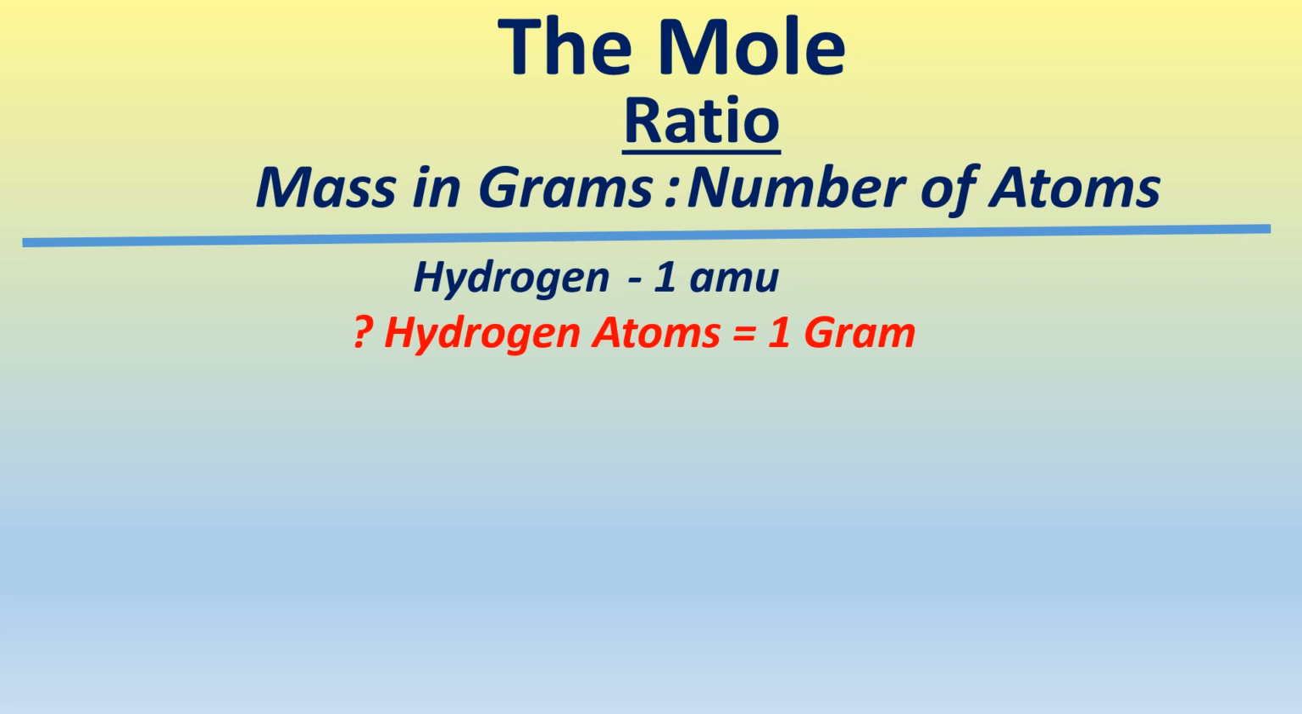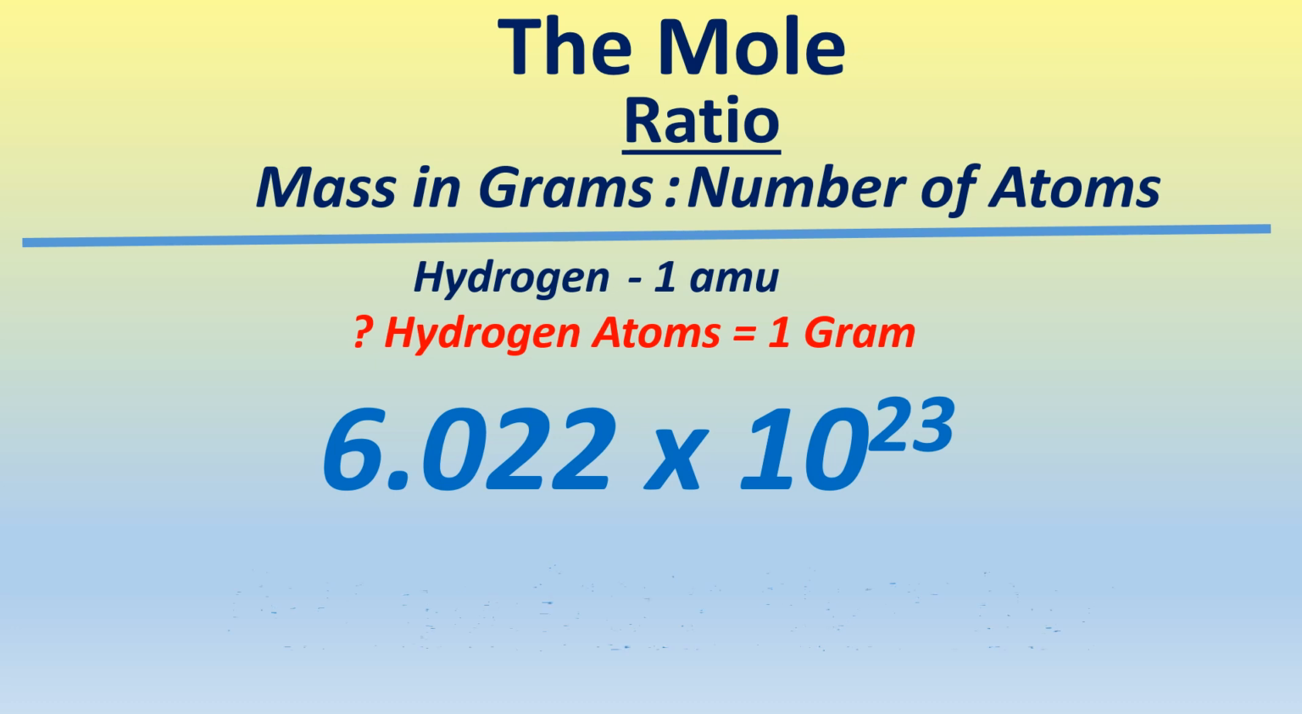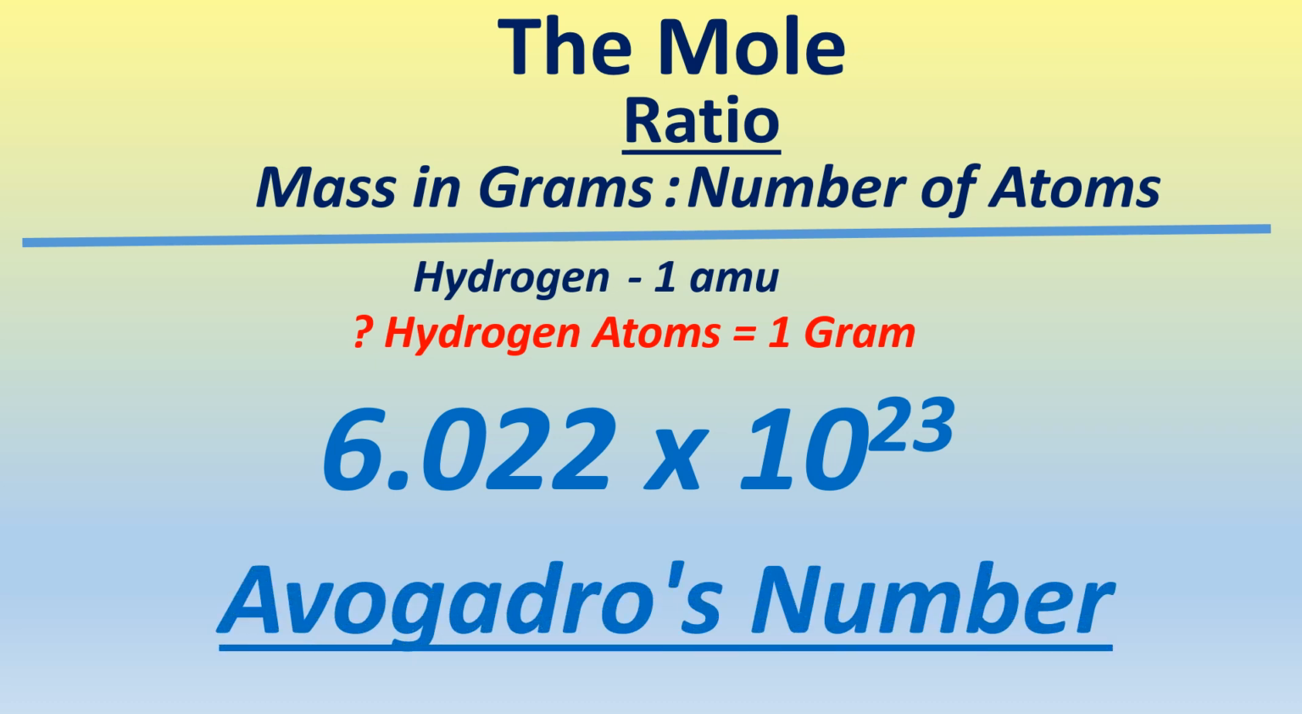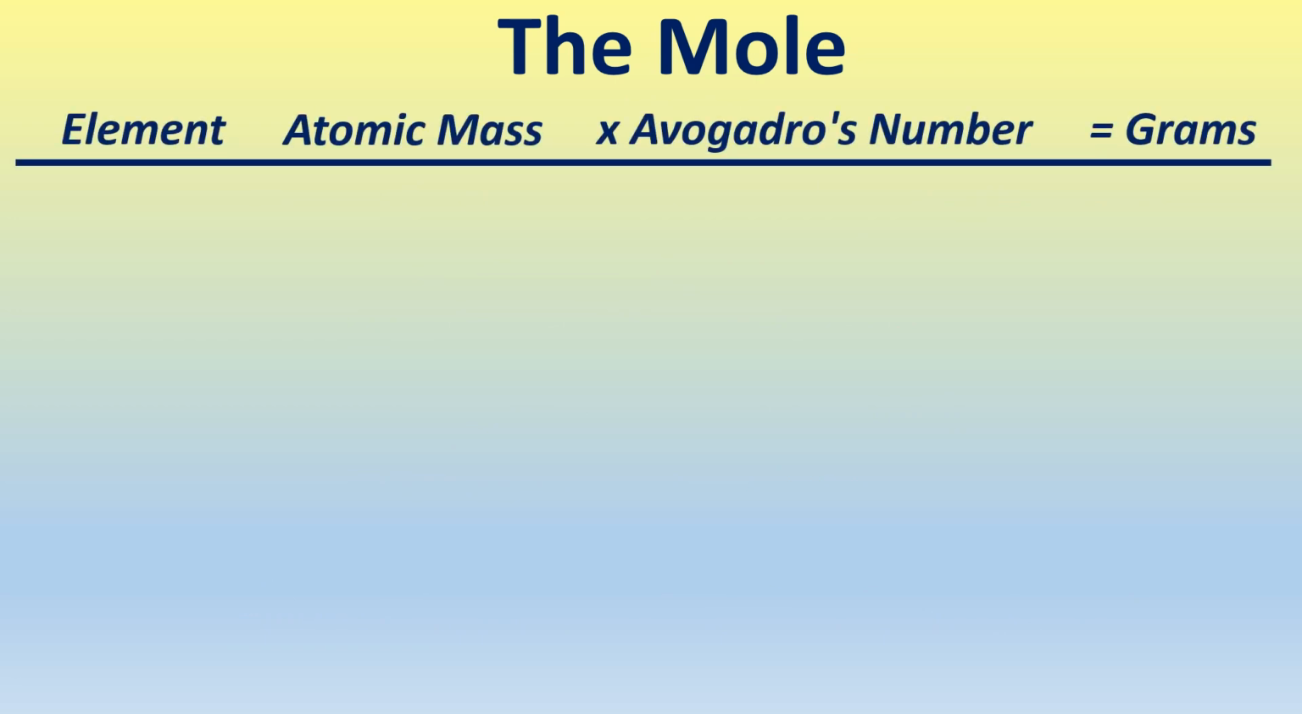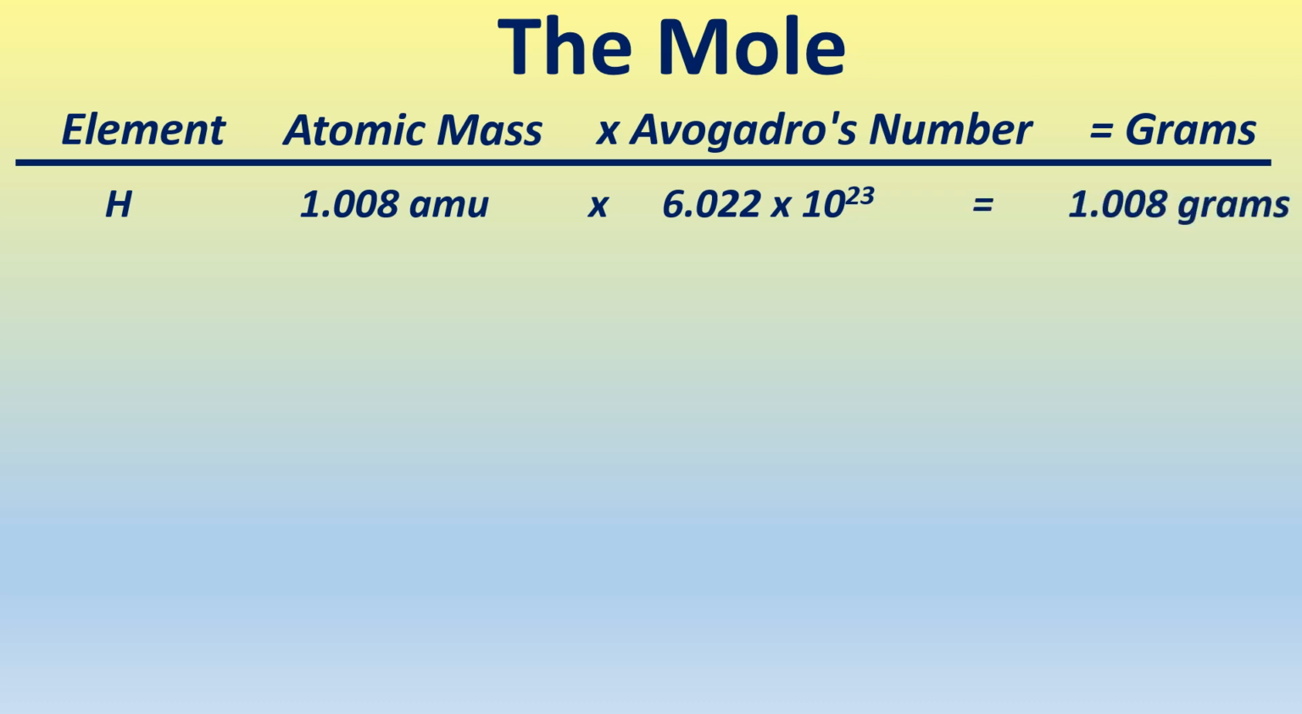Skipping over how this was determined, one finds that number is 6.022 times 10 to the 23rd. This number, which is fundamentally important, is called Avogadro's number. It is the way that one can translate mass into the number of atoms. So, if I take any given element on the periodic table, hydrogen with a mass of 1.008 AMU would have a molar mass of 1.008 grams in 1 mole.